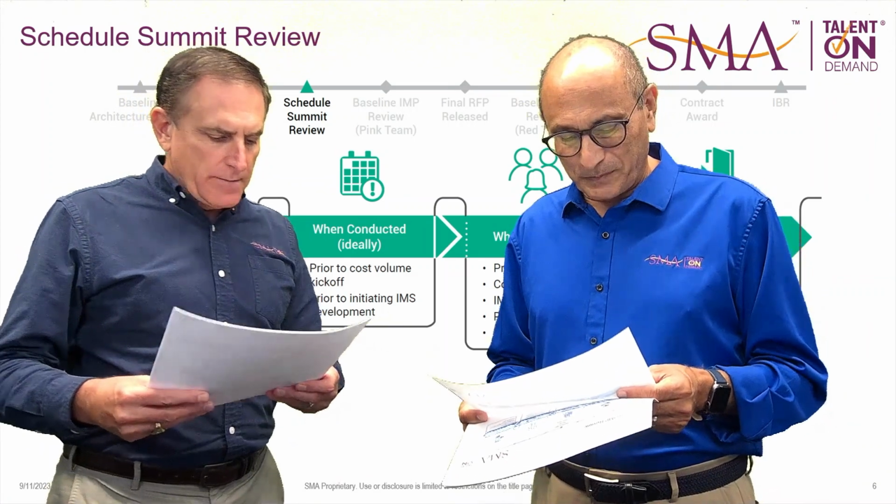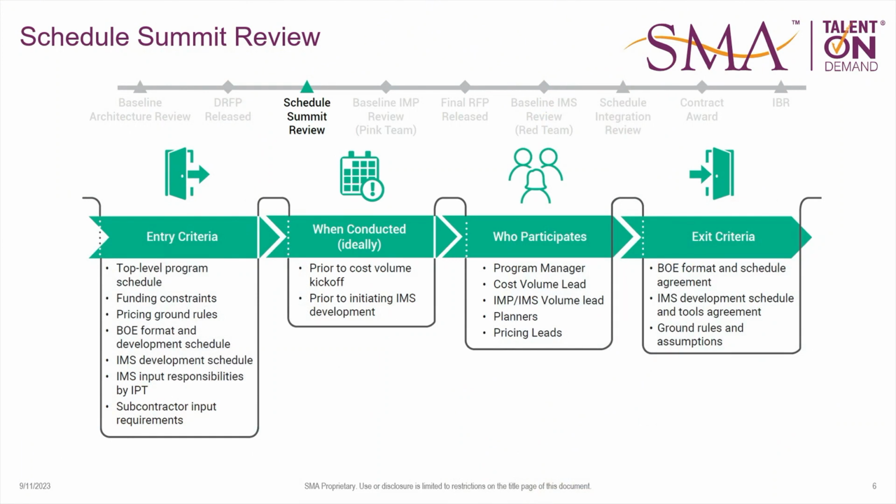Okay. The pricing ground rules, BOE formats, not the actual BOEs, but how we're going to collect BOEs, or what level we're going to collect that data. Methodologies, those sorts of things. Exactly right. And then the IMS inputs and responsibilities by IPT, so that now we're starting to give out assignments on how we're going to organize and structure this, and then subcontractor input requirements as well.